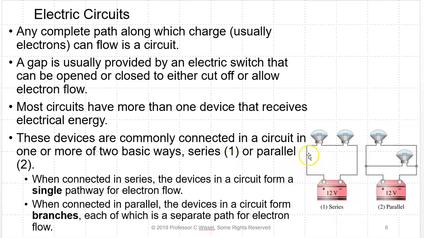When connected in series, the devices in the circuit form a single pathway for electrons to flow. So in other words, the definition of a series circuit is that it has only one path for the current to flow. When connected in parallel, it means that there are multiple paths. The paths are also called branches. So the devices in the circuit form branches, each of which is a separate path for the electrons to flow. If you break this circuit here, the flow of current stops and the lights go out. If you break the circuit here or here, only one of the lights goes out. So that's the difference between the two.